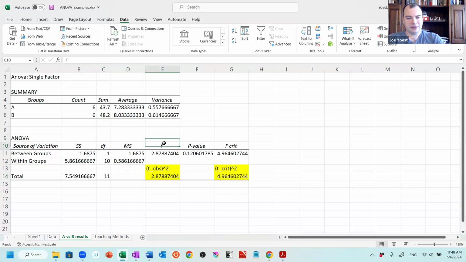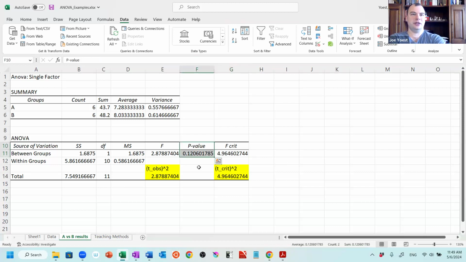And here we have an F observed and an F critical. Remember that in the F test sense, the ANOVA sense, this is always a right tail test. So we ask, is 2.87 bigger than 4.96? And the answer is no. We're not in the rejection region. We do not reject the null hypothesis that the means are the same.